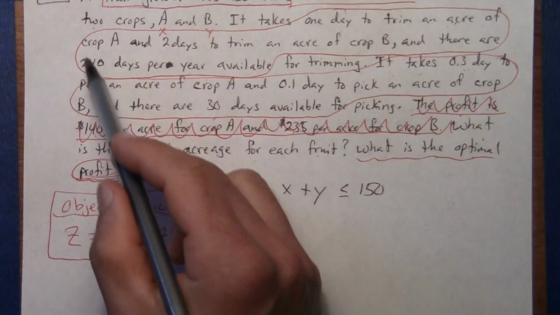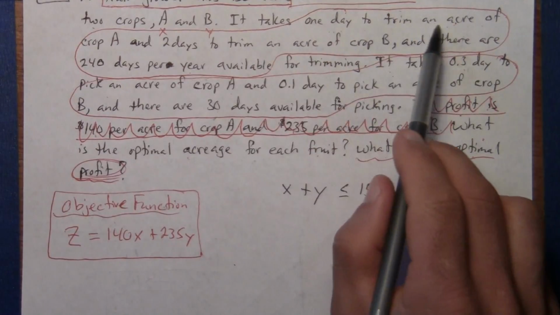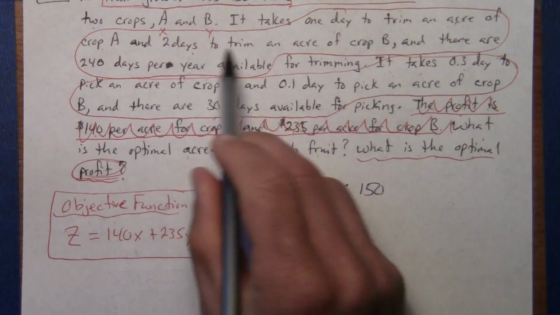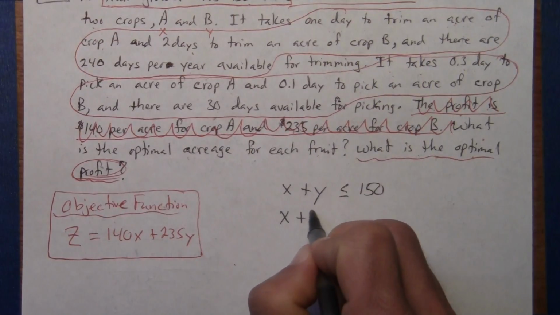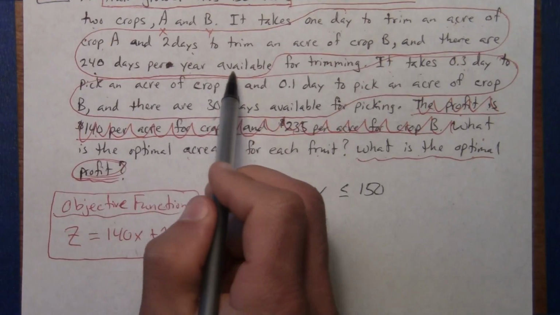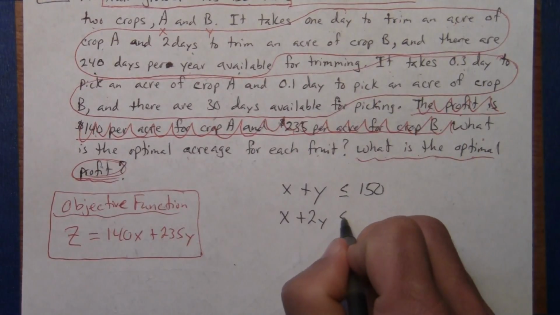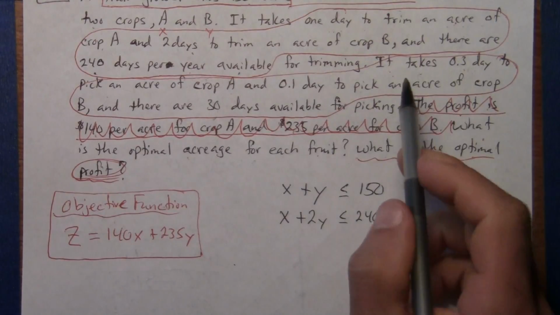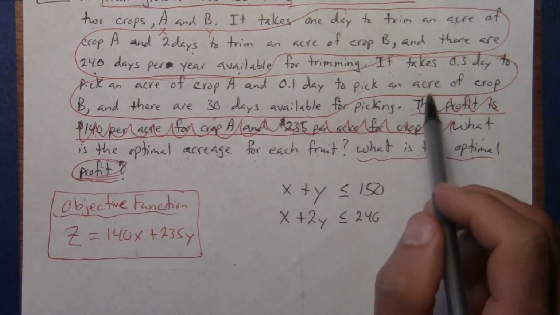If we move on and look at what I have circled here, it says it takes 1 day to trim an acre of crop A, so 1X, plus 2 days for crop B, so 2Y, and it says that there are 240 days available, so I can't go over that, so it's less than or equal to 240. Same thing for this one when you look at talking about the picking.